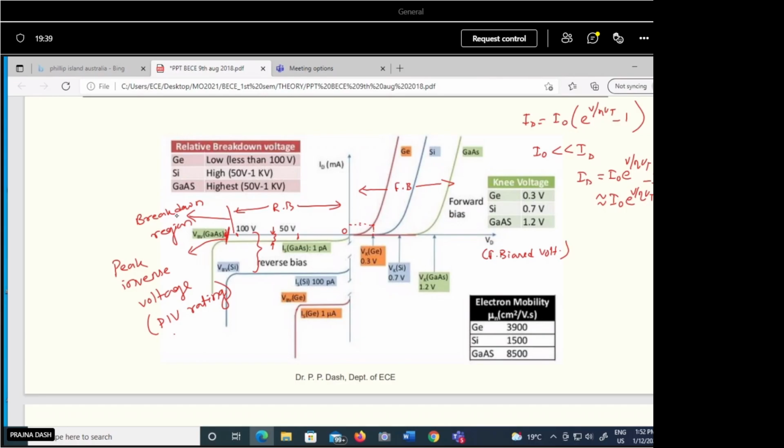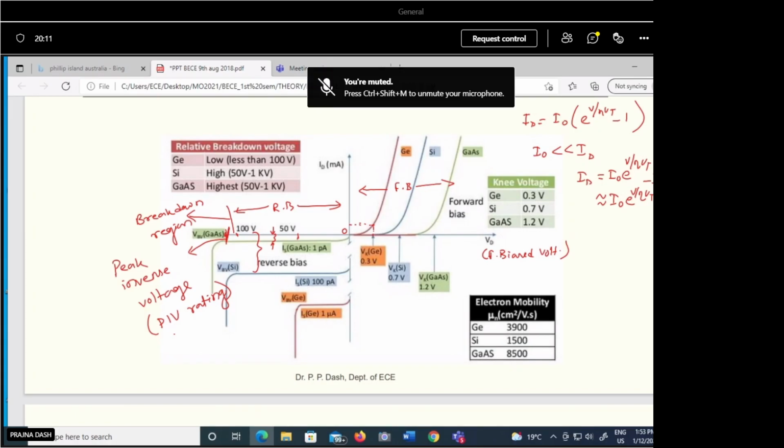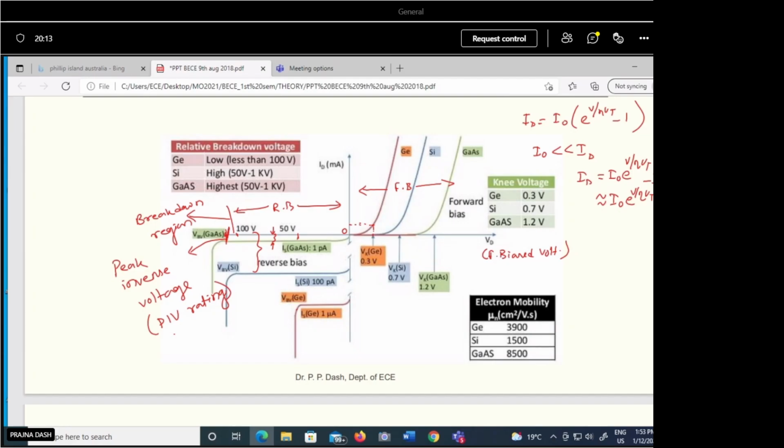Based on this PIV rating, you can also say that one diode is better than another. A common question asked in viva is why the silicon diode is mostly preferred in comparison to the germanium diode. One reason is material availability, temperature tolerance, and so on. Another is that the PIV rating of silicon is more than germanium, so a silicon diode can withstand a higher inverse voltage. This is also one factor for why silicon is mostly used.